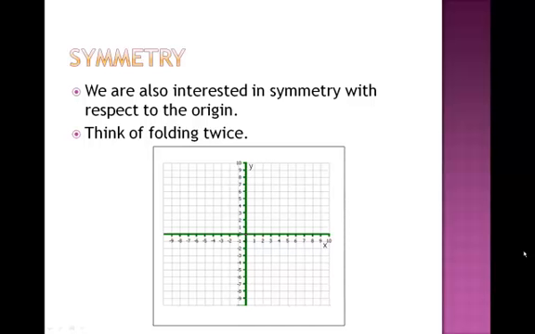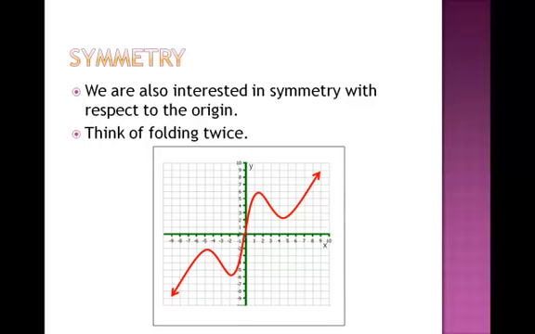So that basically takes care of when something is symmetric with respect to the y-axis and when it's symmetric with respect to the x-axis, which leaves us with only one more to talk about. When is something symmetric with respect to the origin? Well, to really visualize something like this, you want to think of folding it twice, once over the x-axis and then once over the y-axis. So let me show you what I'm talking about with this example.